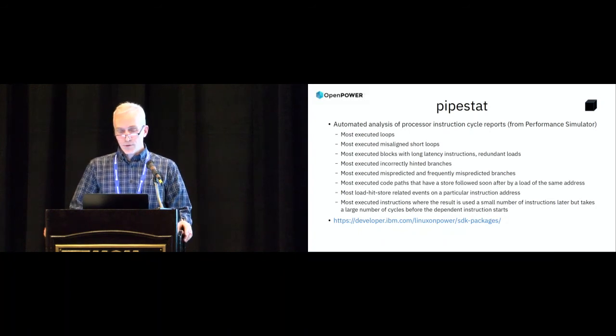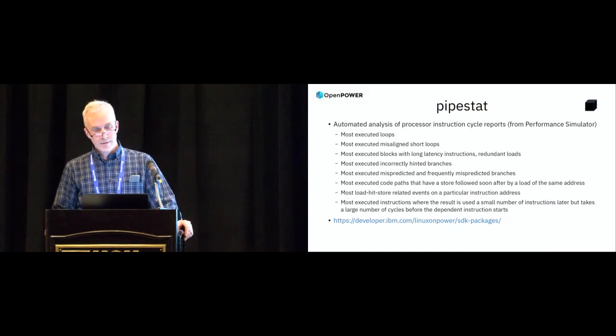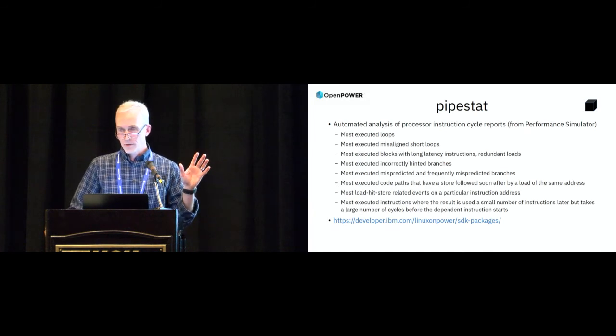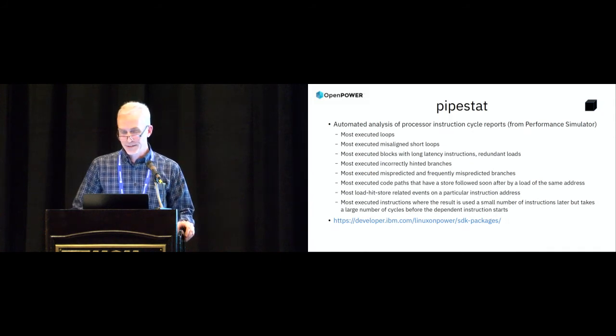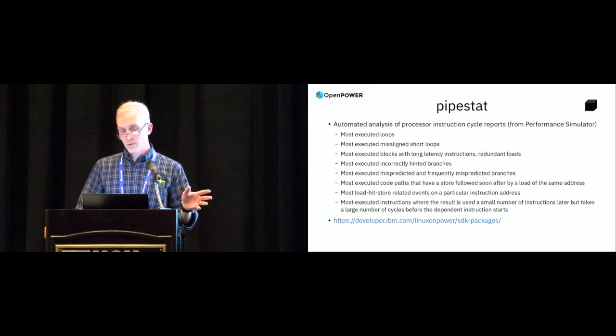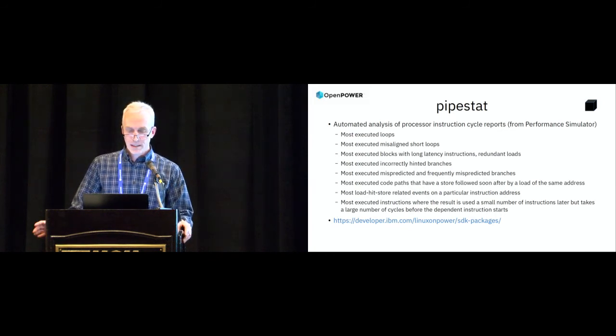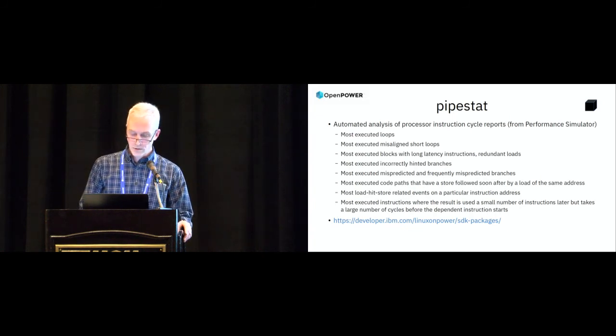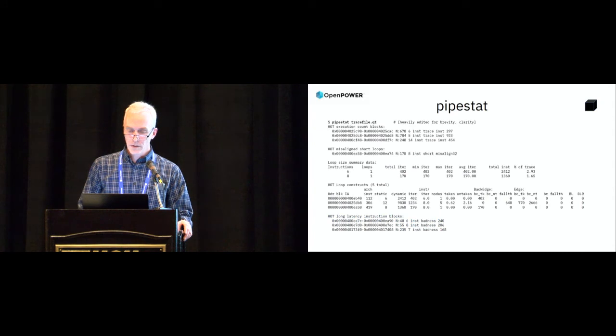Again, speaking of tools that have been released recently, this one was also released in the last couple of days. It takes those cycle-accurate reports and goes through and generates an enormous amount of statistics, frankly, for the data that's included in those reports, and tells you where the most executed loops are, where the most executed misaligned short loops are, incorrectly hinted branch instructions, all kinds of things. So if you really want to get down to this level, this is very handy for compiler writers, but if you want to do some really fine-grained analysis on your compilation code on your Power systems, this is a fantastic tool. Here's an example of output.